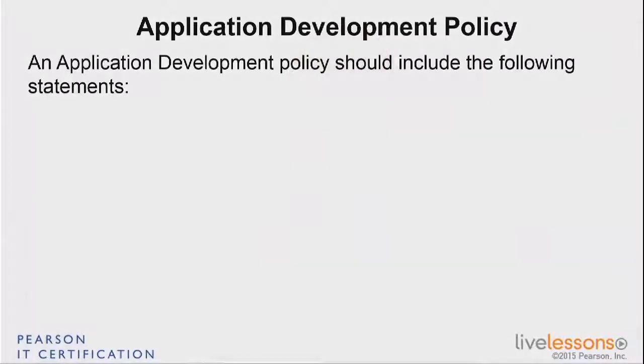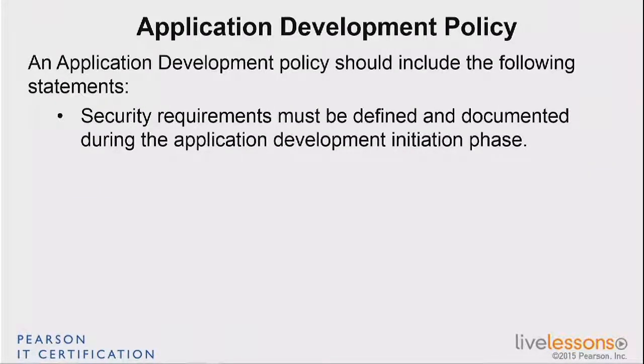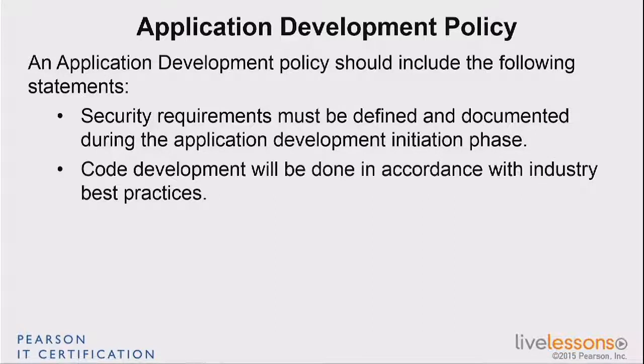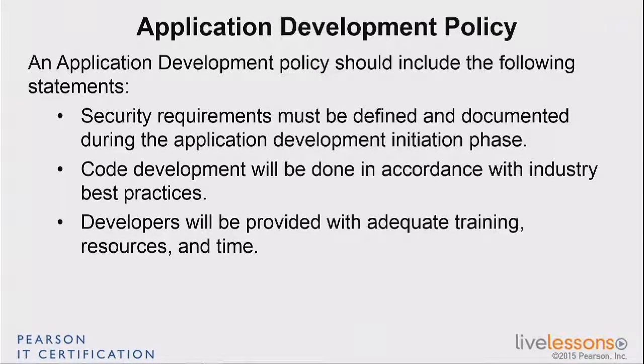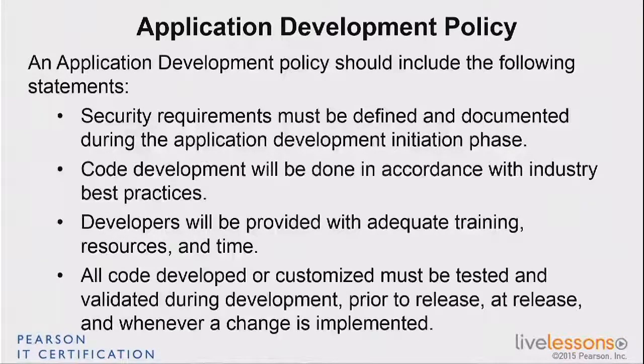Remember, a policy is a high-level governance document that sets the tone for how the organization is going to behave. So an application development policy should include the following statements: that security requirements must be defined and documented during the application development initiation phase, that code development will be done in accordance with industry best practices, and that developers will be provided adequate training, resources, and time. All code to be developed or customized must be tested and validated during development, prior to release, at release, and very importantly, whenever a change is implemented.